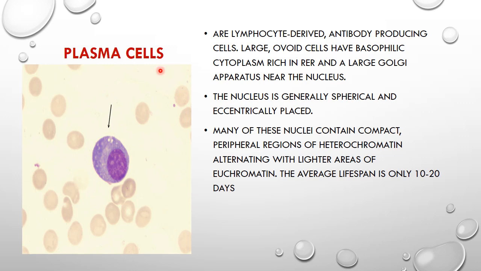Now the plasma cells are the lymphocyte-derived antibody-producing cells, very, very important. So they are responsible for antibody production. They are large ovoid cells. They have a basophilic cytoplasm rich in rough endoplasmic reticulum and a large Golgi apparatus near the nucleus. The nucleus is eccentric and spherical. Many of these nuclei contain compact peripheral regions of heterochromatin, alternating with lighter areas of euchromatin. The average lifespan of the plasma cells is only 10 to 20 days.